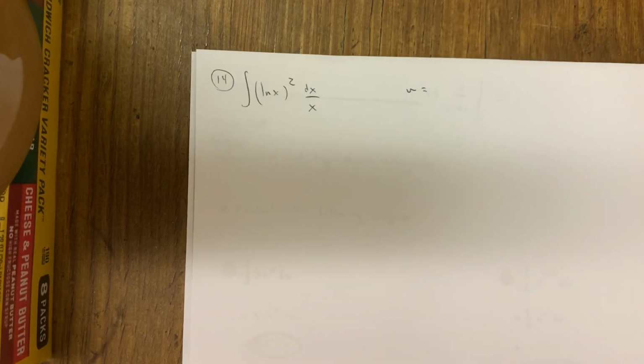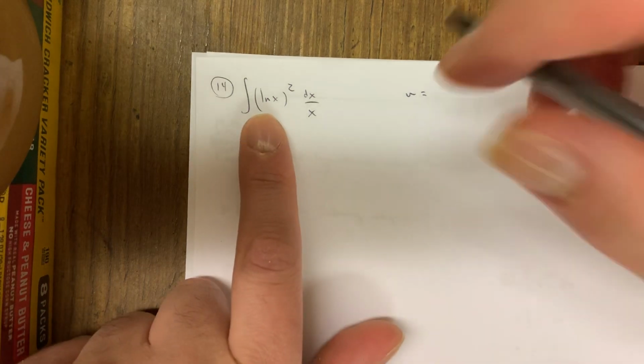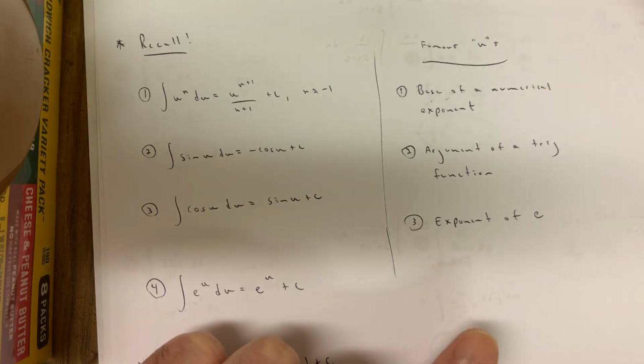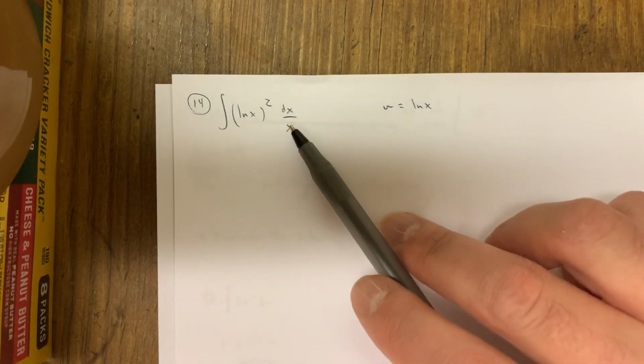And I really think there's only one viable u here. I really think ln x is the only viable u. That's the base of a numerical exponent. It's really the only u that's represented up here. And people are like, yeah, but Berto, this x down here has to go away.